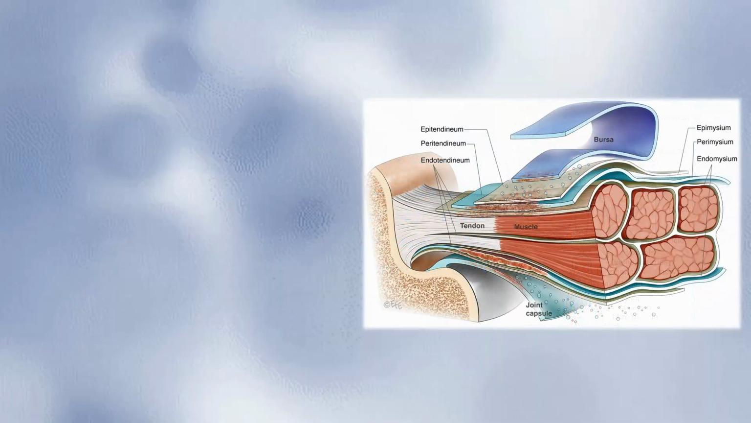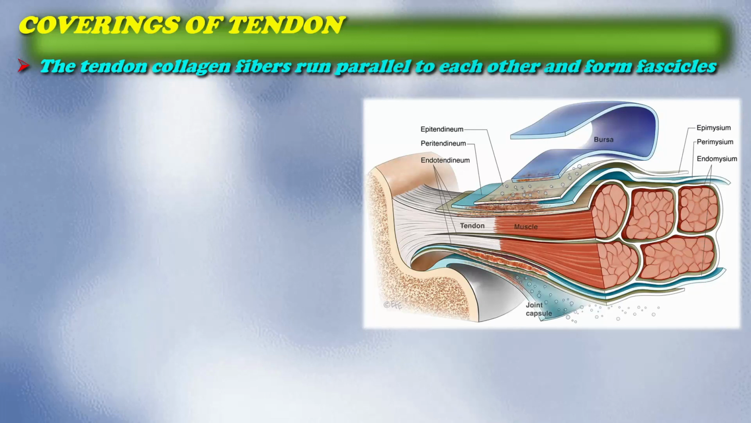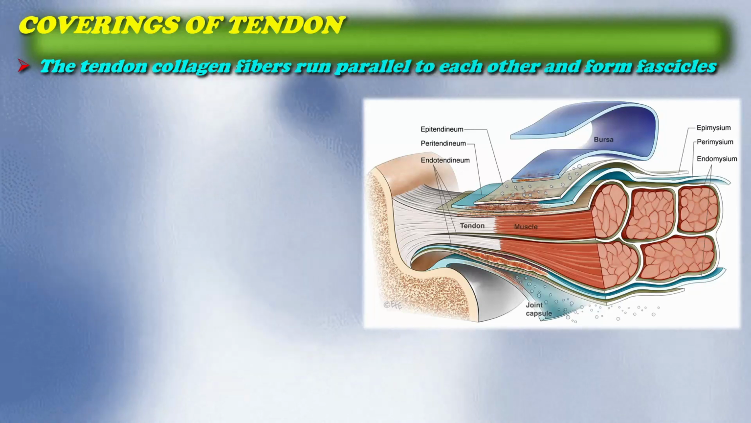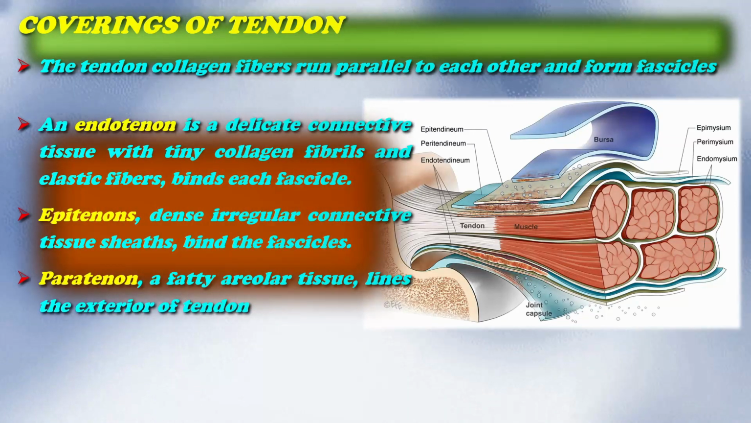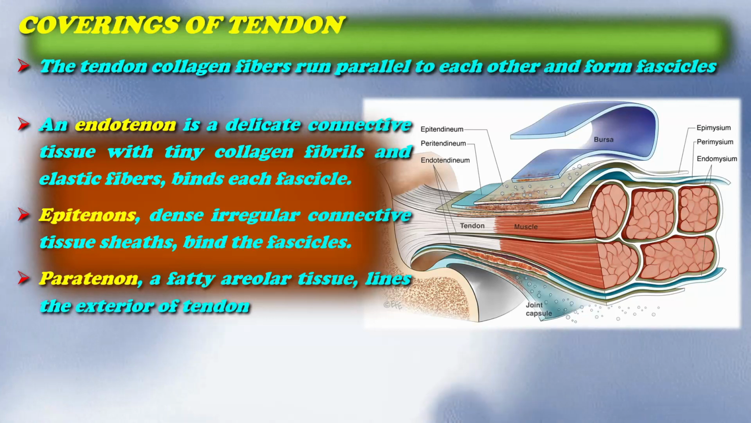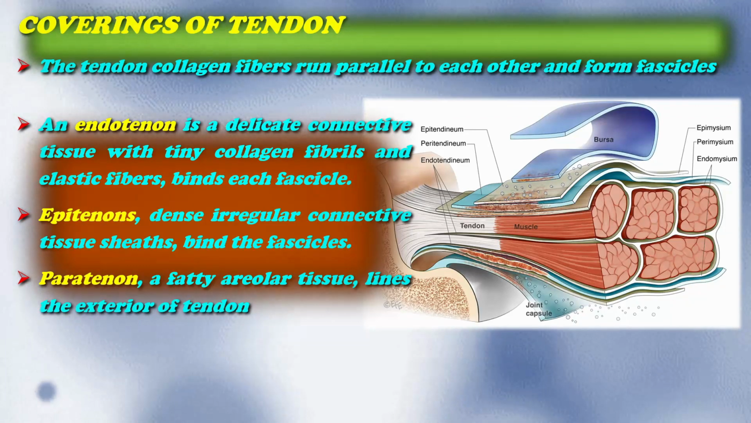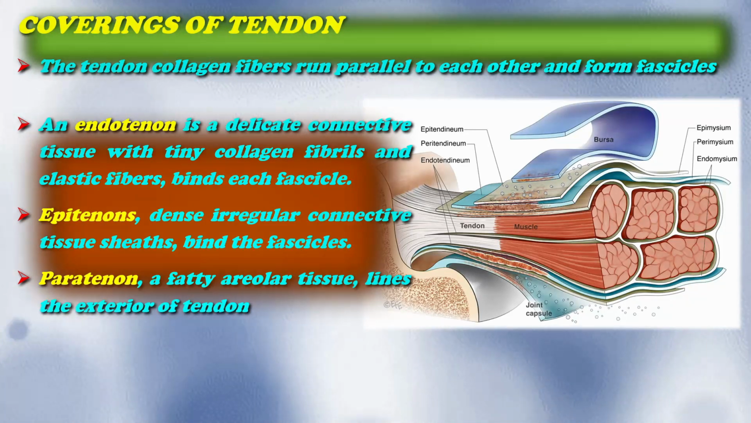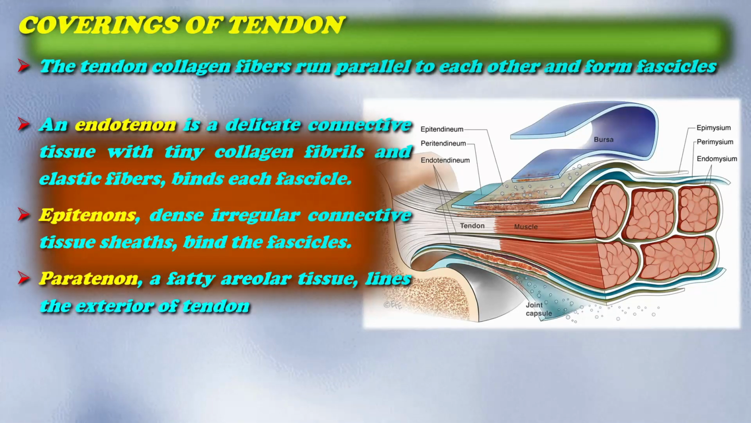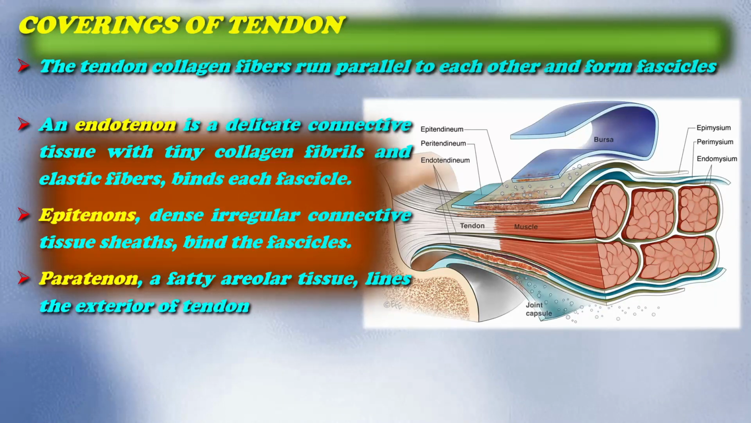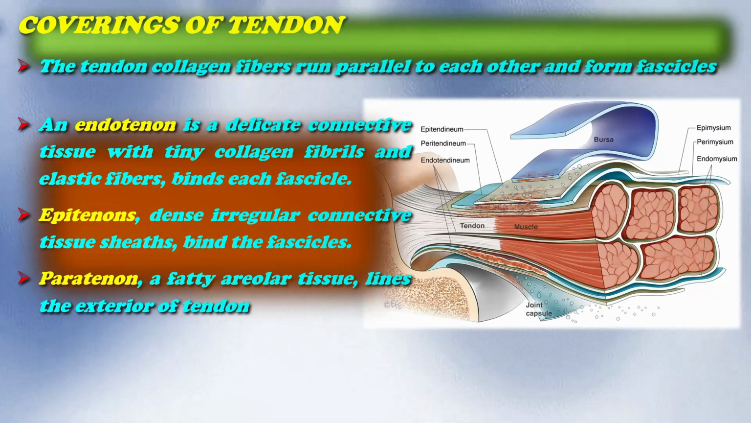Coverings of tendon. The tendon's collagen fibers run parallel to each other and form fascicles. An endotendon, a delicate connective tissue with tiny collagen fibrils and elastic fibers, binds each fascicle. The epitendon, a dense irregular connective tissue sheath, binds the fascicles together. The paratendon, a fatty areolar tissue, lines the exterior of the tendon.